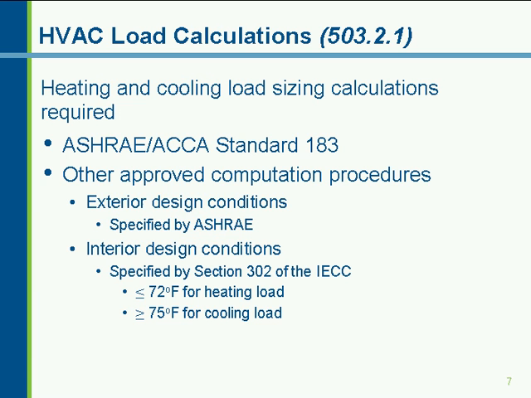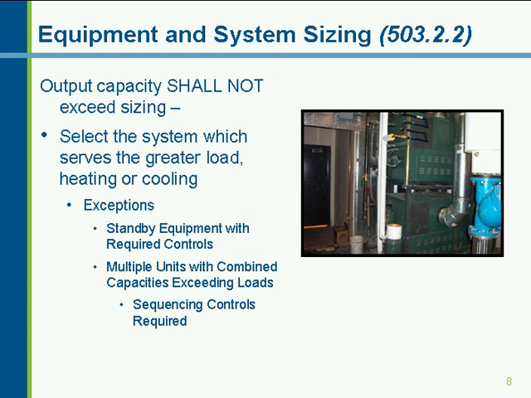The first of those requirements, load calculations: the IECC requires heating and cooling load sizing calculations to be performed, and you must use the procedures in ASHRAE/ACCA Standard 183 or other approved procedures. The exterior design conditions are those specified by ASHRAE. The interior design conditions are specified by Section 302 of the IECC, and those conditions are less than or equal to 72 degrees for the heating load calculations and greater than or equal to 75 degrees for the cooling load calculations. There are requirements for equipment and system sizing.